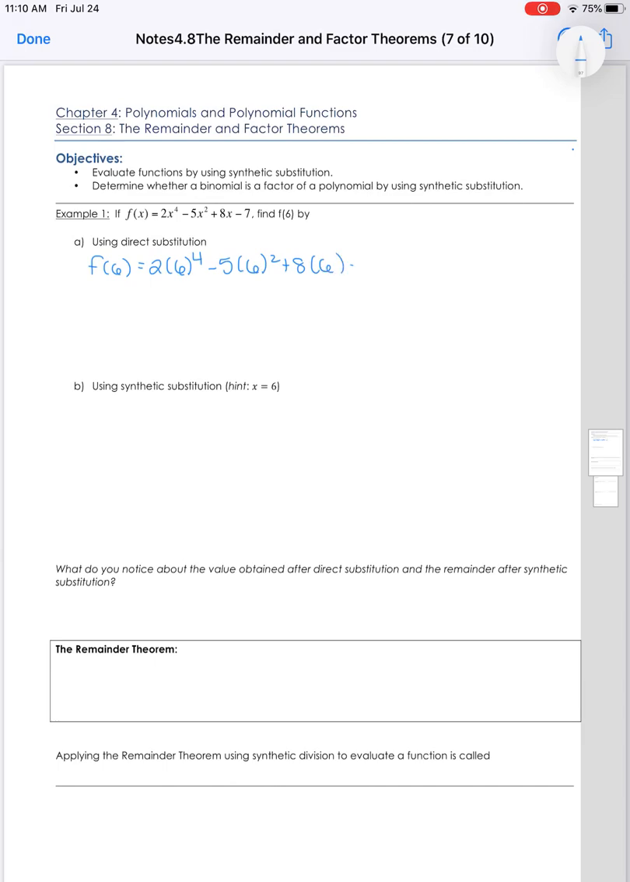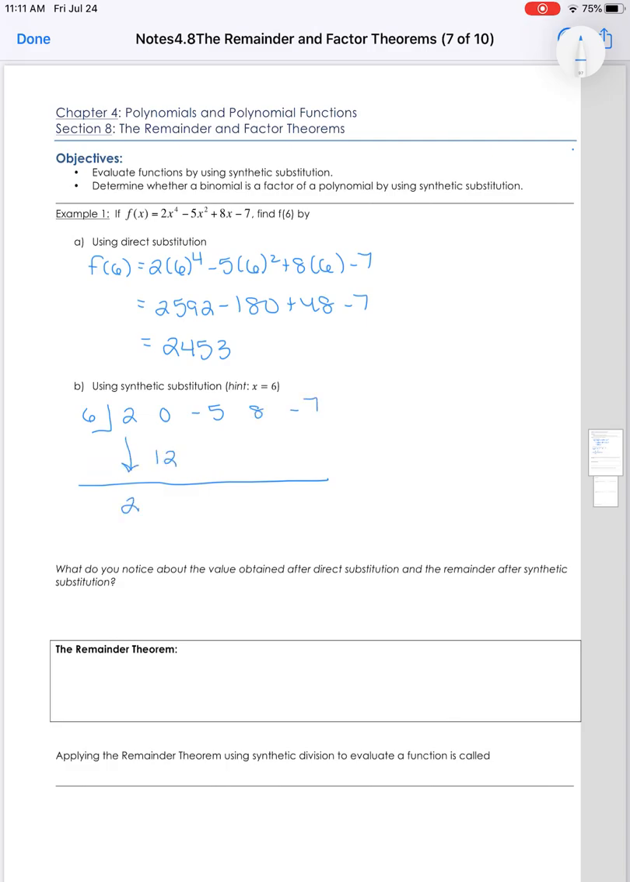Okay, so we have our polynomial f of x equals 2x to the fourth minus 5x squared plus 8x minus 7, and we want to find f of 6. I'm going to show you two ways of doing this. By direct substitution, I'm going to sub a 6 in everywhere that I see an x value. Every single place that I see an x, the 6 goes in, and I'm going to simplify. So I get 2592 for the first term, 180, 48, and then minus 7, which gives me 2453 for a final answer.